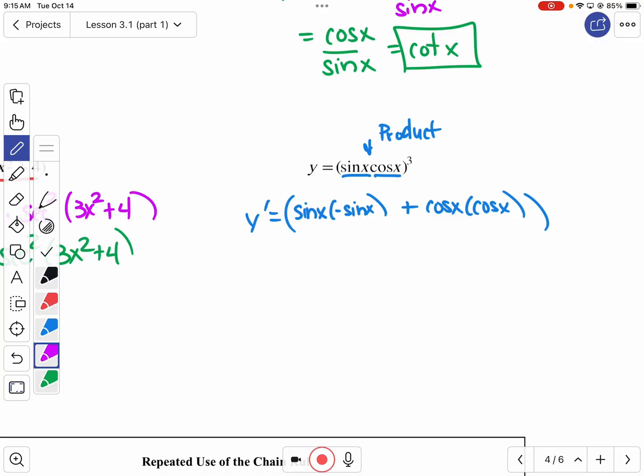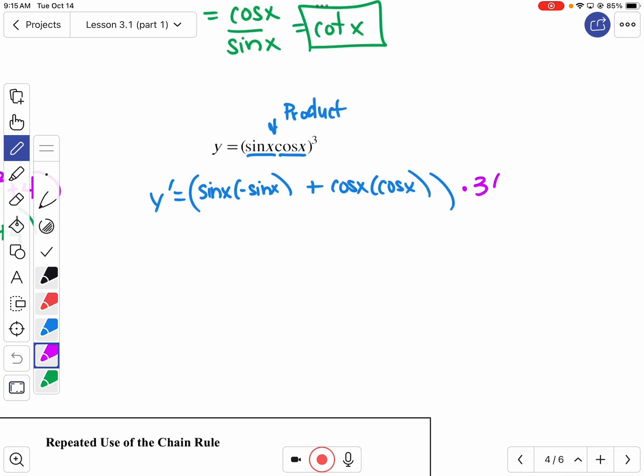Now we want to do the derivative of the outside. The derivative of the outside is something to the third power. Okay, so if I have n to the third, its derivative would be 3 times that something squared. Well, that something was what we started with, which was sine x cosine x.